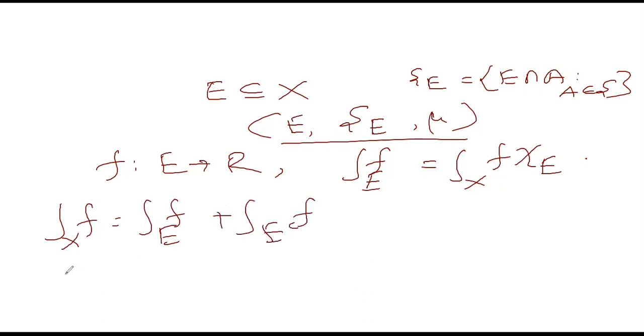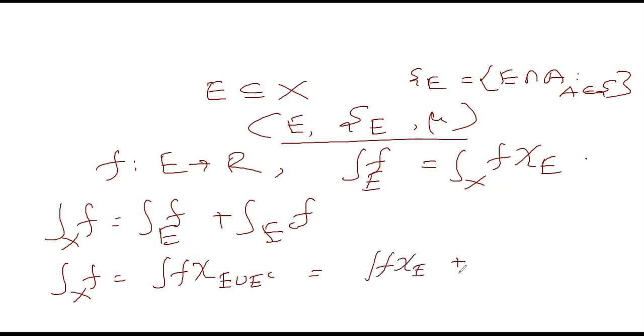That's simple because this integral over X of f is equal to integral over X, means you can say f into characteristic function of X, which is equal to E union E complement, because characteristic function of X is equal to 1, and E and E complement are disjoint. This is equal to integral of f into characteristic function of E plus integral of f into characteristic function of E complement. E is measurable, E complement is also measurable, and this is equal to integral over E of f plus integral over E complement of f.